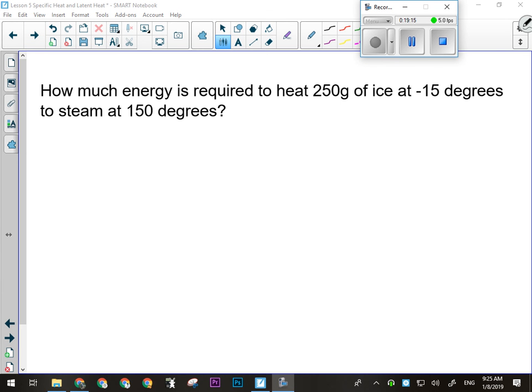So here's how a question like this starts. I can identify it right away as a latent heat problem because it can't be solved in one step. I can't just ask how much energy is required to heat 250 grams of ice at -15 into steam at 150 degrees. That's more than one E equals mc delta T problem. Agreed?